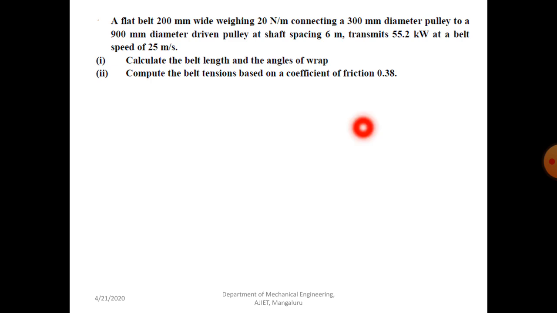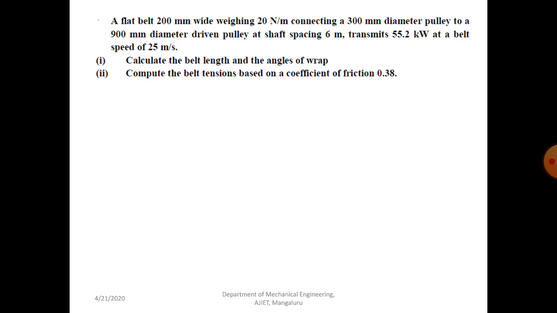The next problem is a flat belt 200 mm wide, weighing 20 Newton per meter, connecting a 300 mm diameter pulley to a 900 mm diameter driven pulley at a shaft spacing of 6 meter, transmitting 55.2 kilowatt at a belt speed of 25 meter per second. The first one, you have to calculate the belt length and angles of wrap. Second, you have to compute the belt tension based on a coefficient of friction 0.38. So this is the next problem.